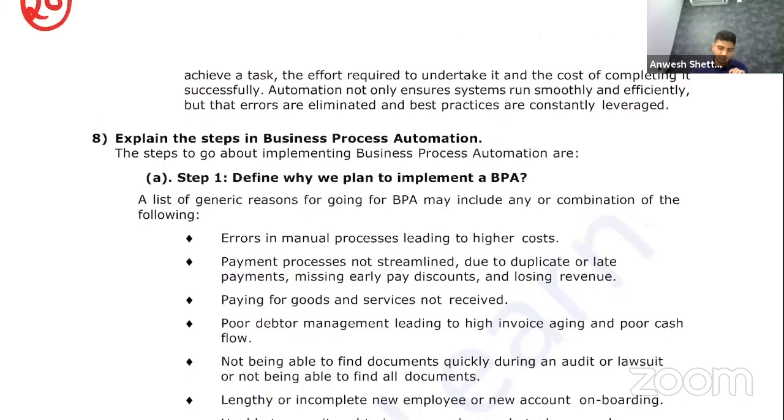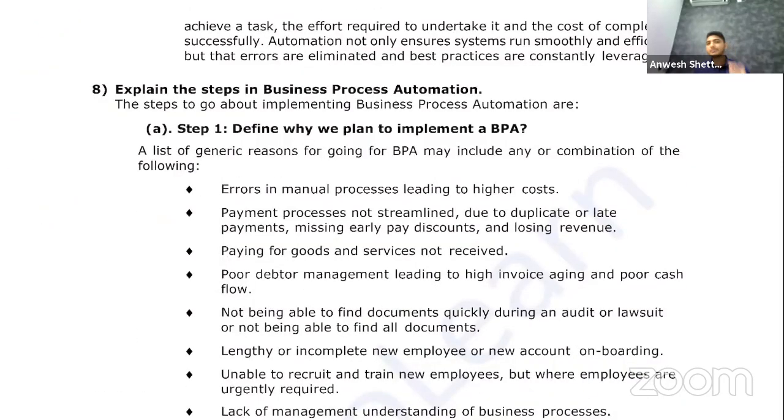So we are done with question number 7. Now, let us go to one more question. Any questions that you have?